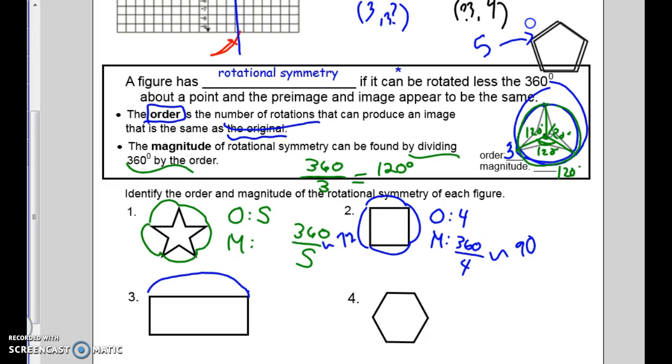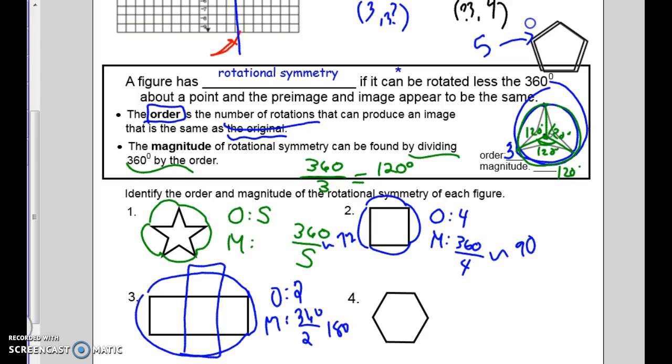This one here, how many times can I rotate it? I can't rotate it just once, but I can rotate it twice. Because if I rotated it once, then my shape would look like this. So this one only has an order of 2. So that means that my magnitude would be 360 divided by 2, which is 180. And then this one would be 1, 2, 3, 4, 5, 6. My order would be 6. And so my magnitude would be 360 divided by 6, which would leave me with 60 degrees.